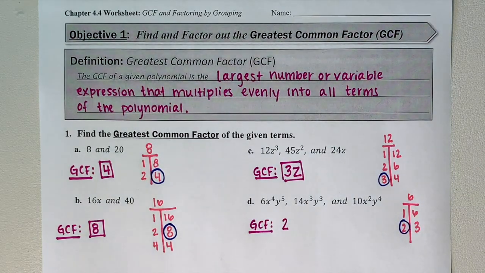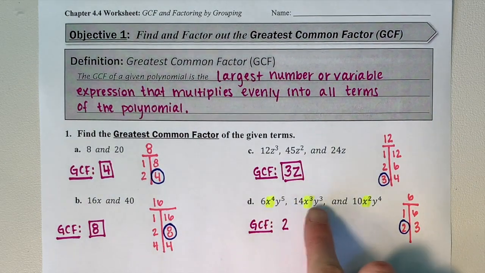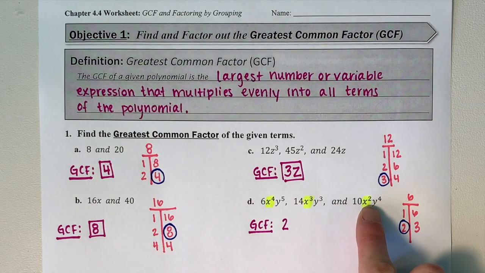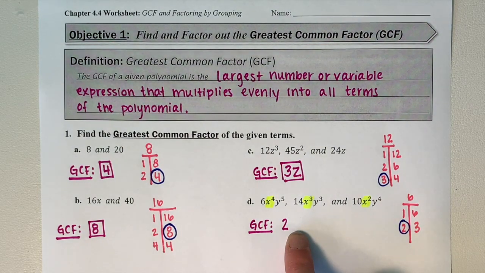Then let's look at the variables. Notice that all three of these terms have an x, so that means we have to put an x in our GCF. To determine which x to put in our GCF, we always pick the x with the smallest exponent.